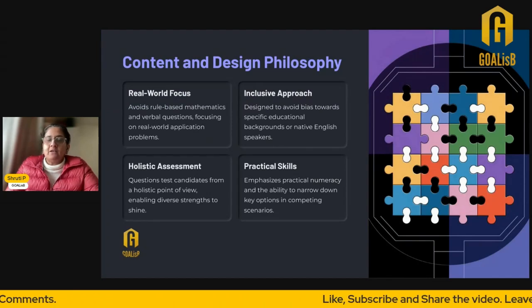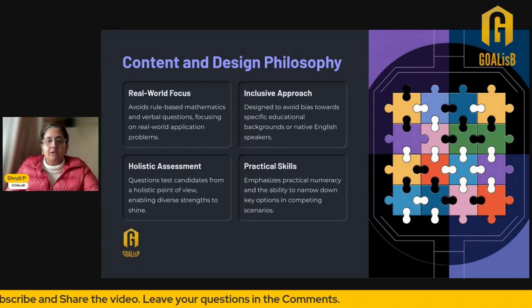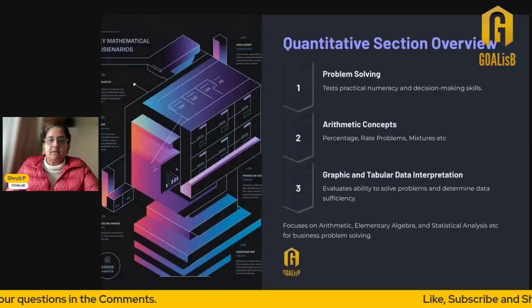The test is designed to have a real world focus. There will be a very holistic assessment of your quantitative skills as well as your verbal skills and reasoning skills, plus also the case study or the business scenario understanding that you bring to the table. So these are things that you need to keep in mind when you're preparing for the ISB BAT test.